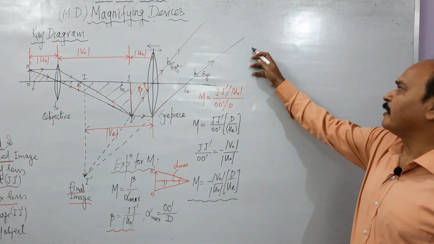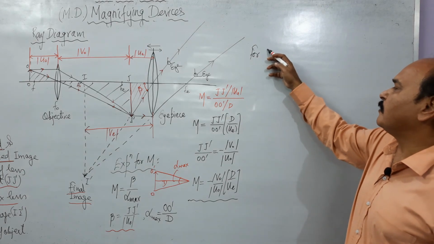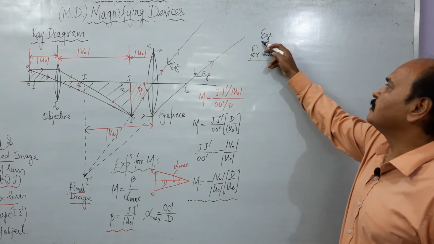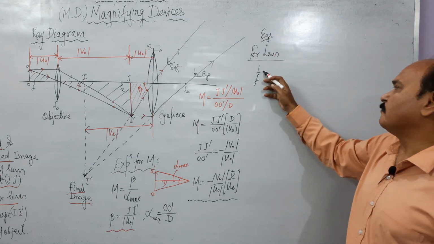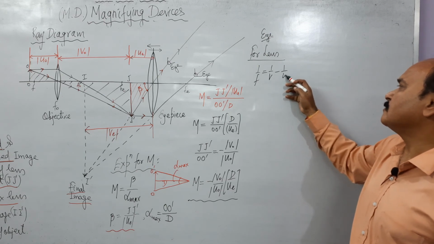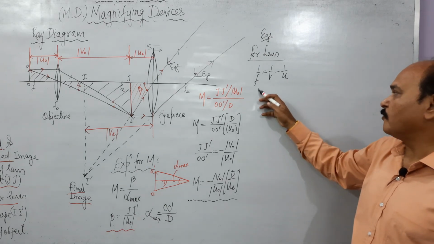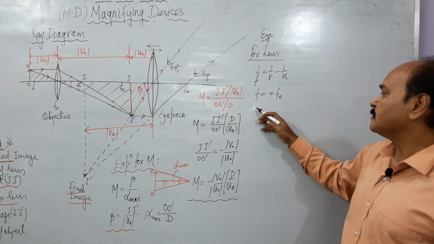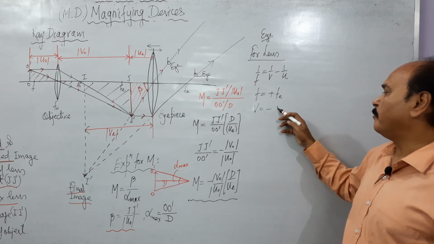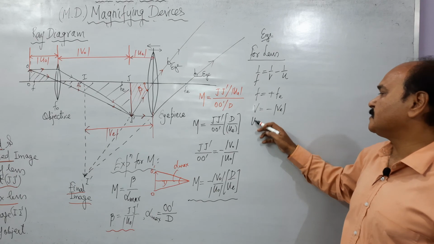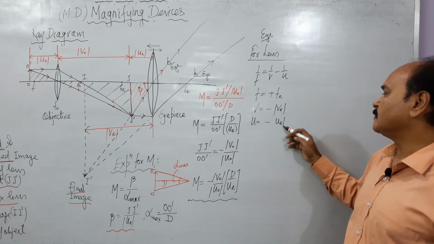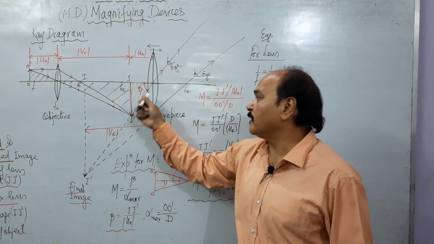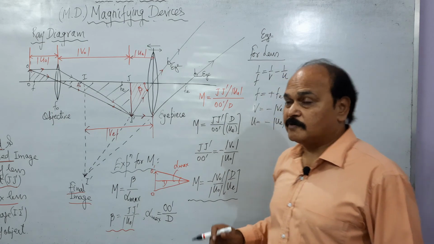Well, children, we know for any lens, for eye lens, in fact it is eye lens, we already know that 1 upon f is equal to 1 upon v minus 1 upon u. This is lens formula. Focal length for eyepiece is plus fe, because it is a convex lens. V, the image distance is minus ve, and object distance u is minus ue. See, both these distances, distance of object from eyepiece and distance of image from eyepiece, both are negative as per sign convention.